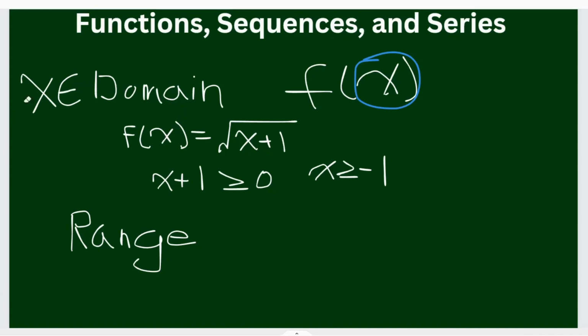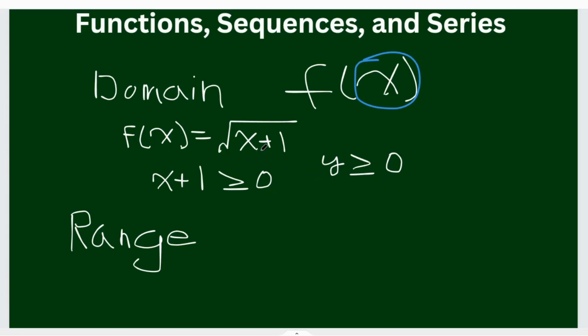Okay, now what is the range of a function? The range for a function f(x) is all the possible outputs, all the possible real outputs. So for instance, if f(x) is equal to the square root of x plus 1, well, what can f(x) be? Well, since we're actually taking the positive square root, then we should have f(x) or y. We can write y is greater or equal to 0, right?